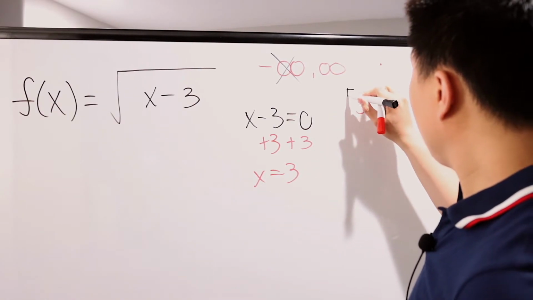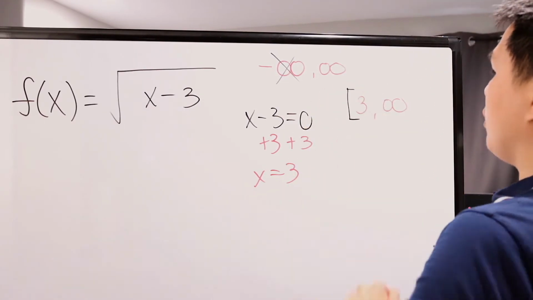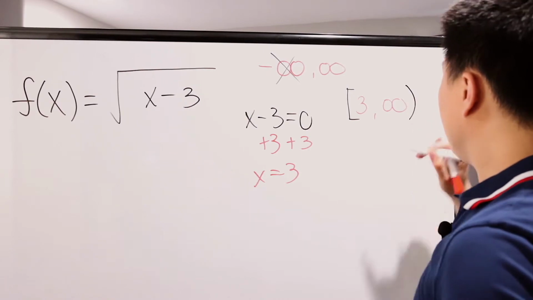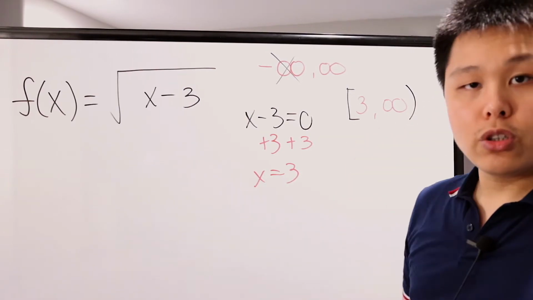We're going to put a bracket right here to include the number that's right next to it. And infinity you cannot include, so you're going to put the parentheses. And here is your answer.